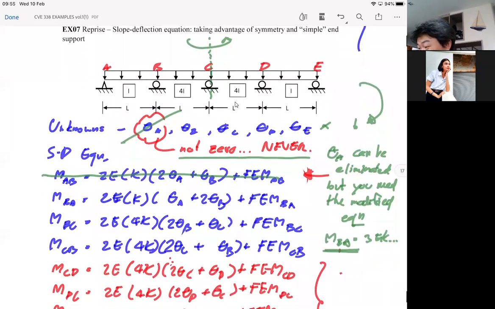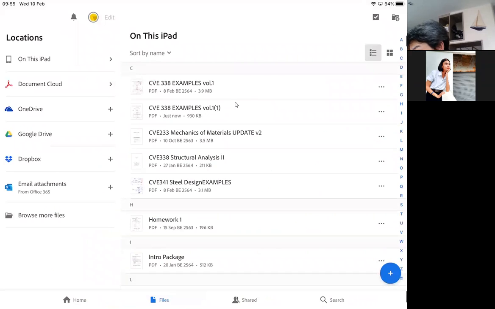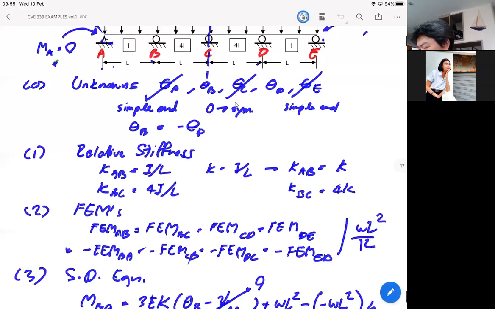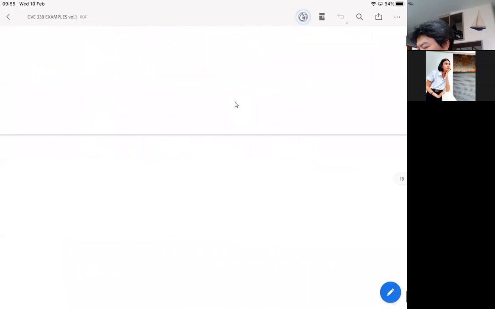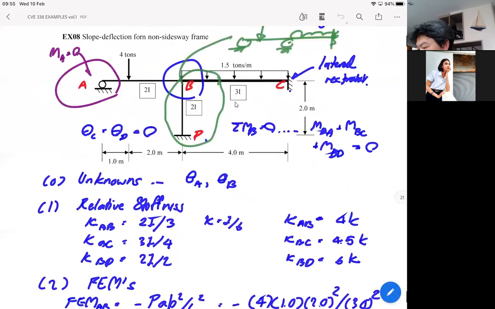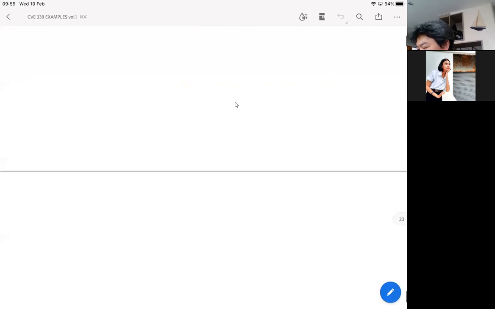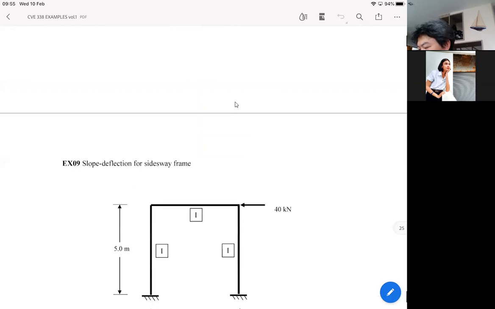So that's it, all right? So today we are going to deal with something else. This is the old one that we have done before. Now this time we are dealing with the sidesway problem.